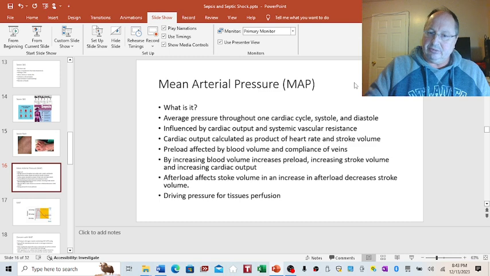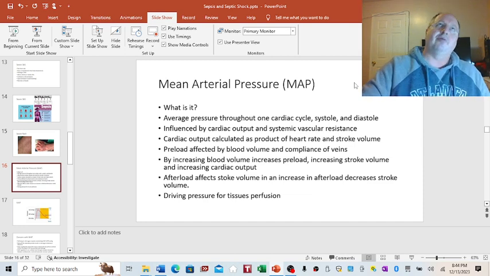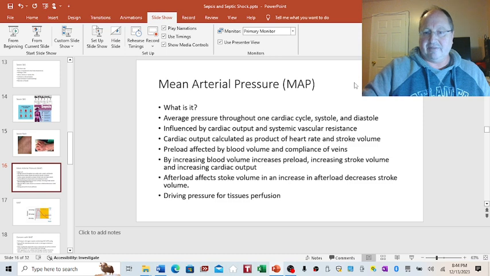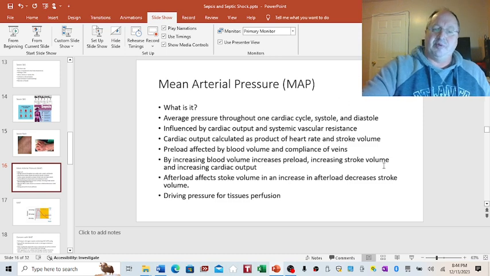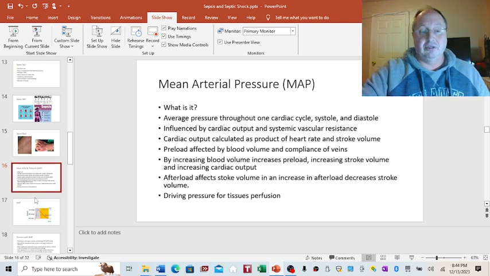It affects your preload. Our MAP will affect your preload, so you're affecting your blood volume and the compliance of the veins. It will increase your blood volume, so it increases your preload, increases your stroke volume, increases your cardiac output. It can even affect the afterload by increasing your stroke volume, and this is causing an increased afterload. Remember that MAP is your driving force for tissue perfusion.